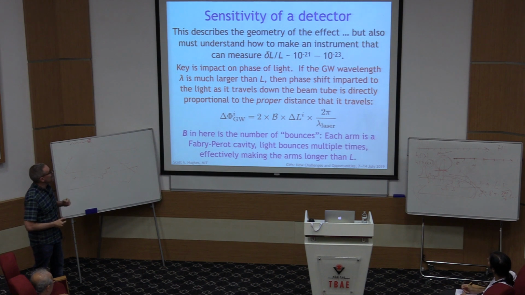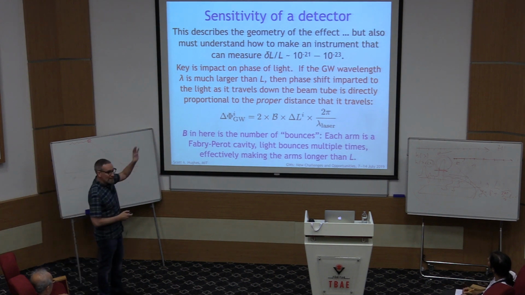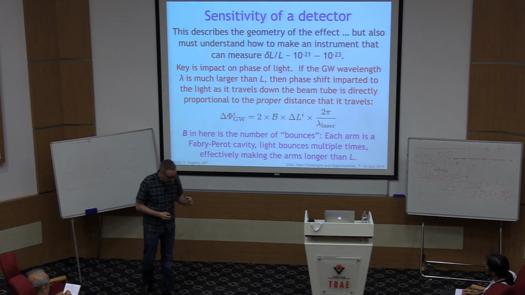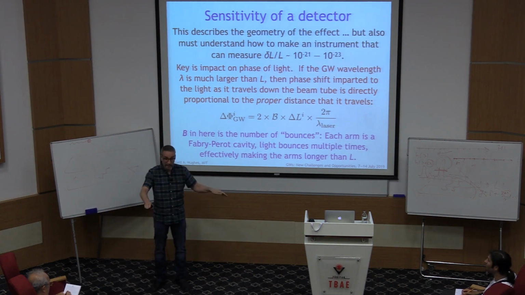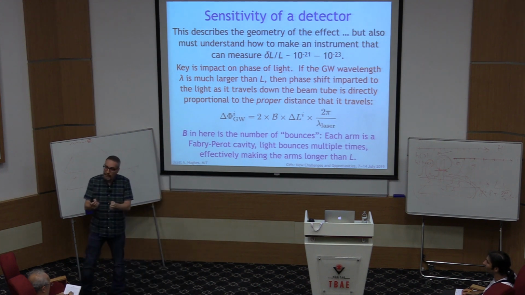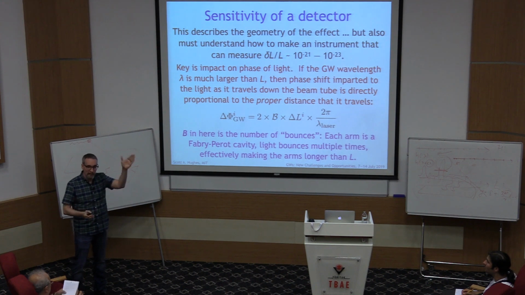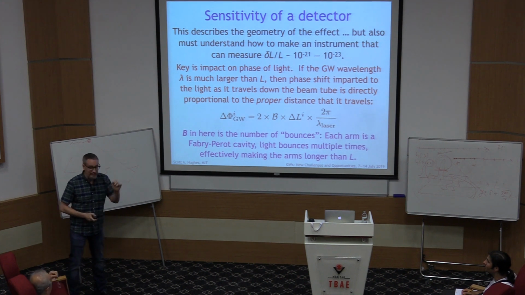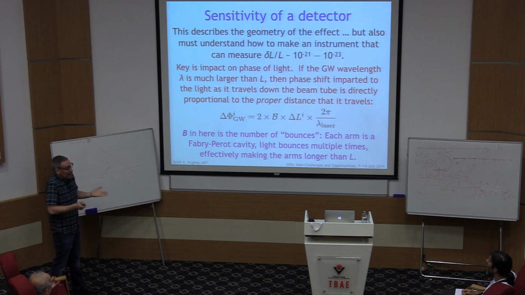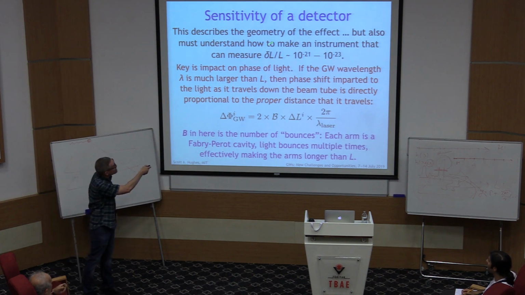So, the sensitivity. I've now described to you essentially the geometry of this effect. You can sort of see how a gravitational wave comes in, how it causes the length of the detector to change, and how these extrinsic effects having to do with where the source is on the sky and how it's oriented affect this thing. But at the end of the day, you also still have to measure a length change that's this small.